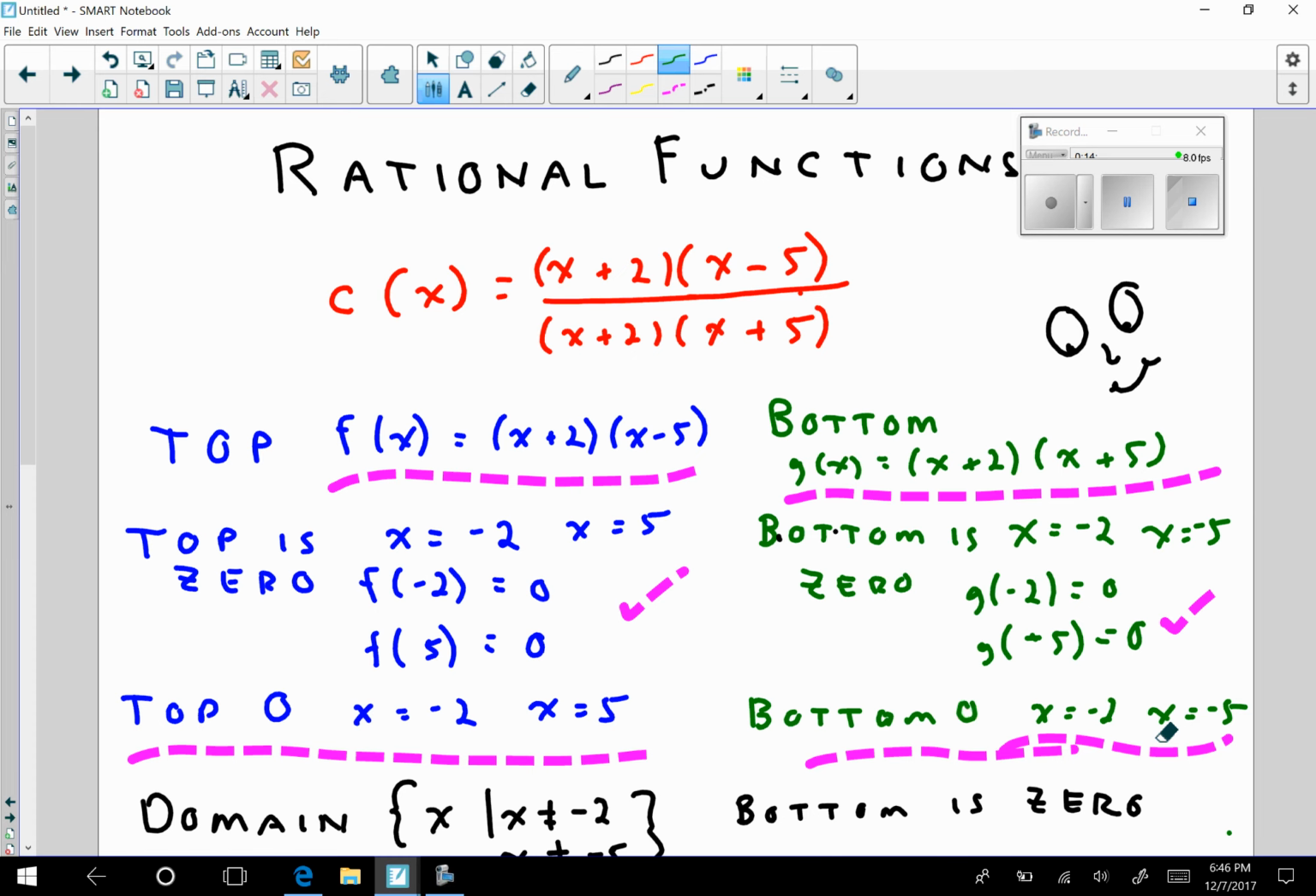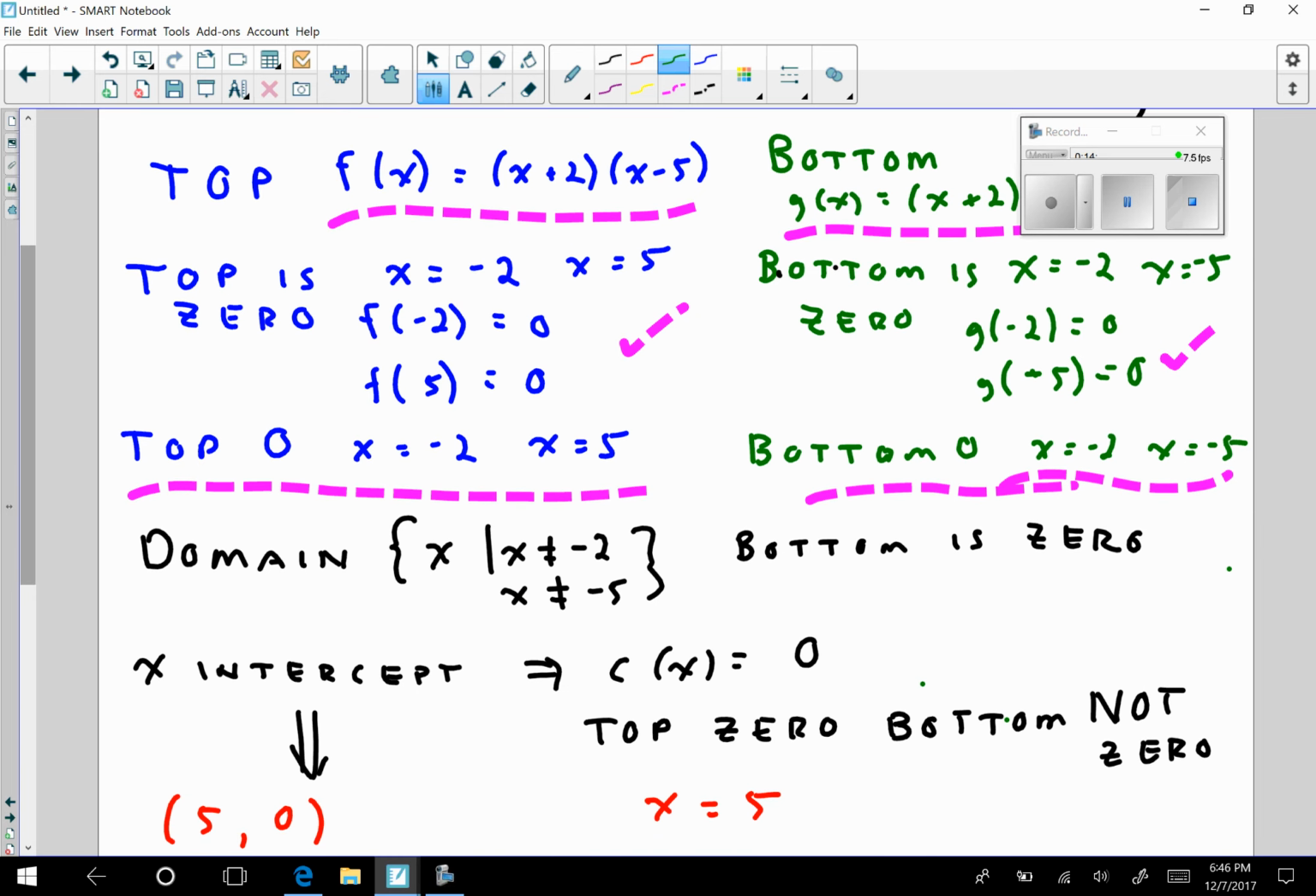First thing I'm going to do is find the domain of this function. The domain is affected when the bottom is 0. And I know exactly when the bottom is 0, at negative 2 and negative 5. And I should rephrase that. Where the bottom is 0, those are values not in the domain. And that's why I say x does not equal negative 2, x does not equal negative 5. Those are values not in the domain.